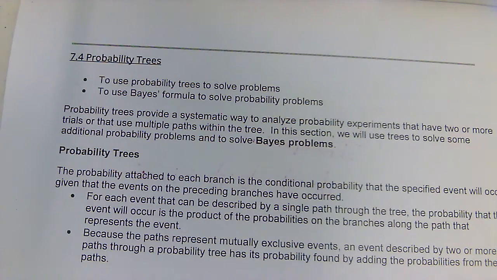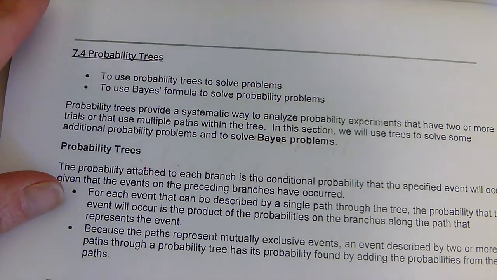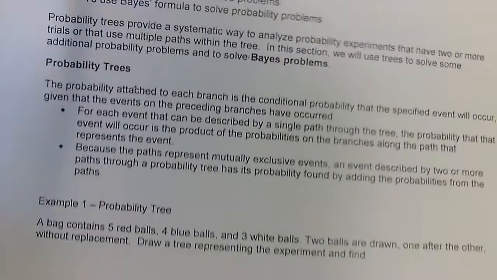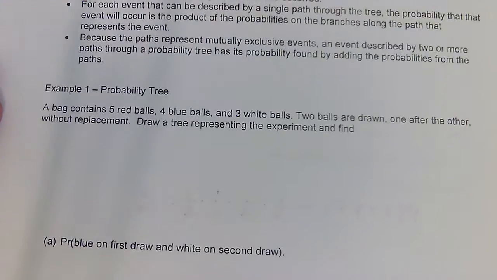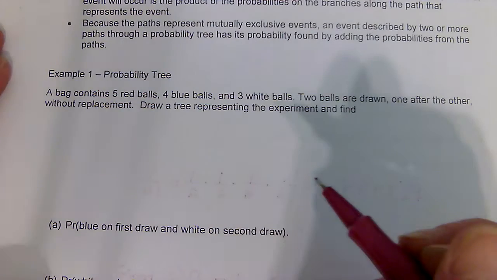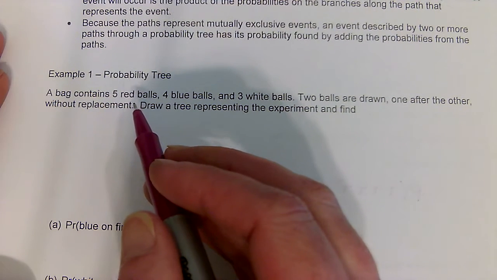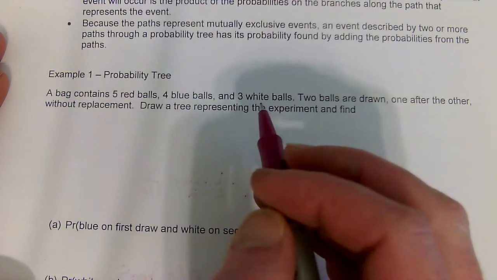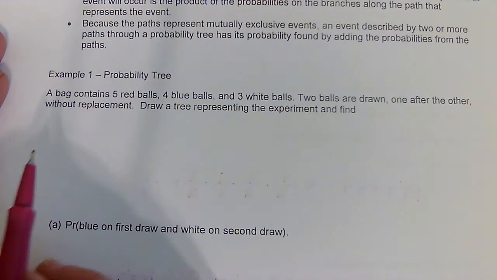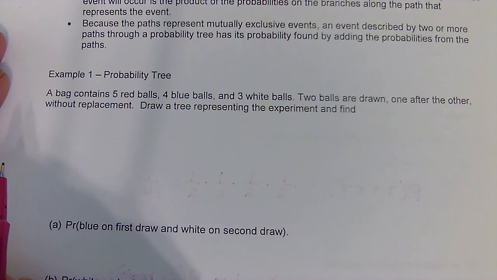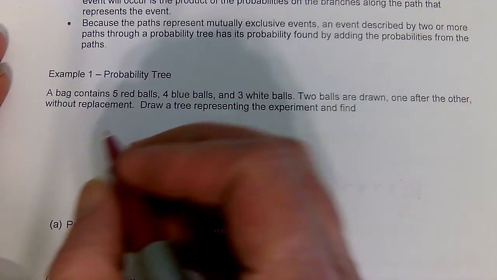So we already looked a little bit at probability trees, and we're going to really get into those a little bit more because we can use trees to solve different types of probability problems. So let's say we have the same situation we had before, where we have this bag of marbles, and we've got 5 red, 4 blue, 3 white. 2 balls are drawn, one after the other without replacement. So let's draw the tree.